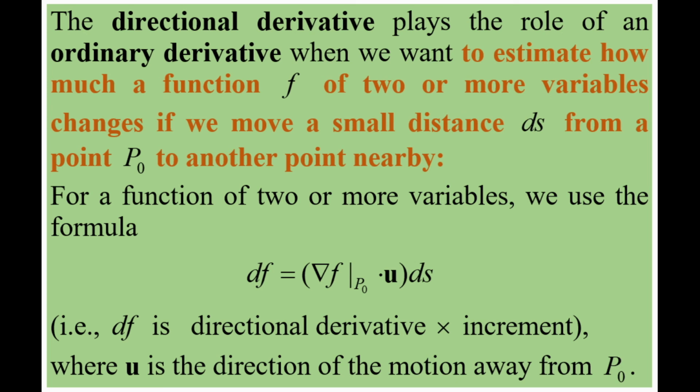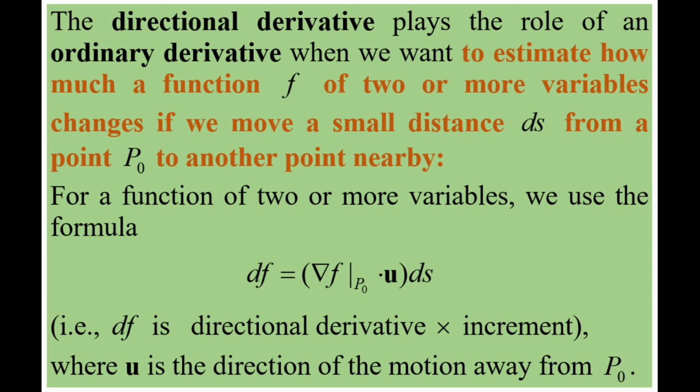Now, the directional derivative plays the role of an ordinary derivative when we want to estimate how much a function f of two or more variables changes if we move a small distance ds from a point p naught to another point nearby. Here the point p naught is a point in the domain of function f of two or more variables. If f is a function of two variables, then p naught will have a coordinate ordered pair, and if f is a function of three variables, then p naught will have the coordinate a triple.